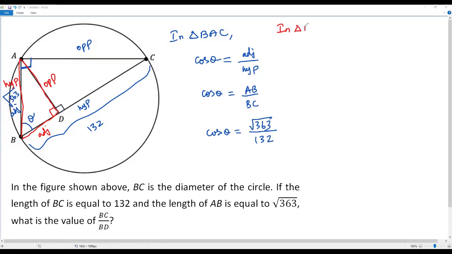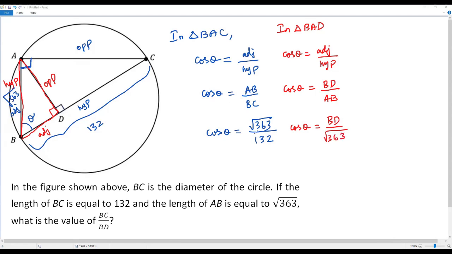In the right triangle BAD, cosine theta equals, again the same formula, adjacent over hypotenuse. In this right triangle BAD, BD represents the adjacent side, so let me write BD for adjacent, and the hypotenuse is AB. Then we get cosine theta equals BD over AB. I do not know the length of BD, so let me write this one as it is. The length of AB is given in the question itself, that is square root of 363. Let me plug in this value, square root of 363, for AB.